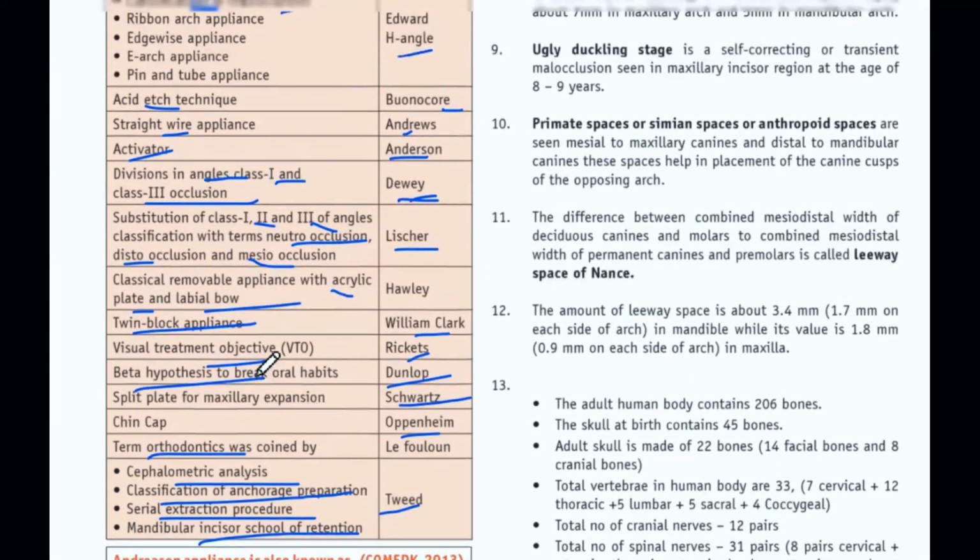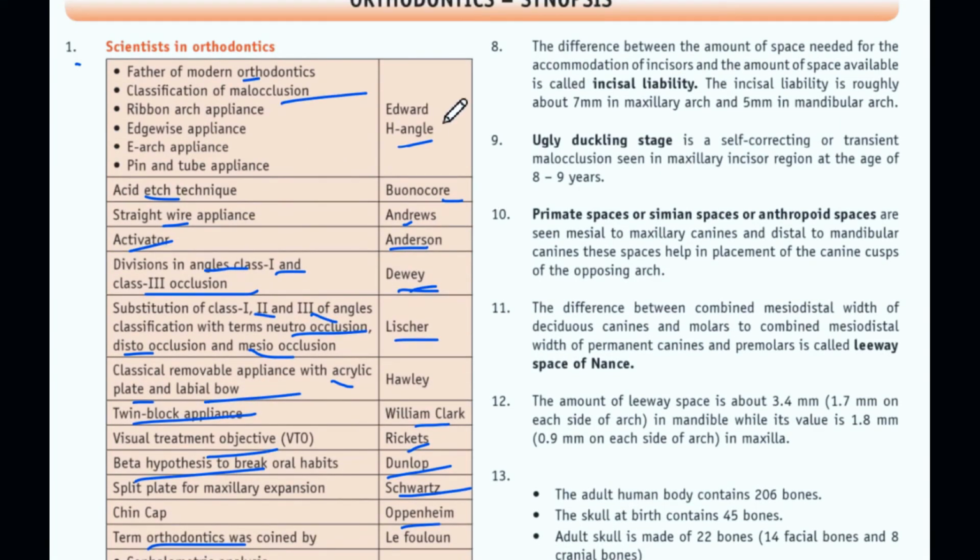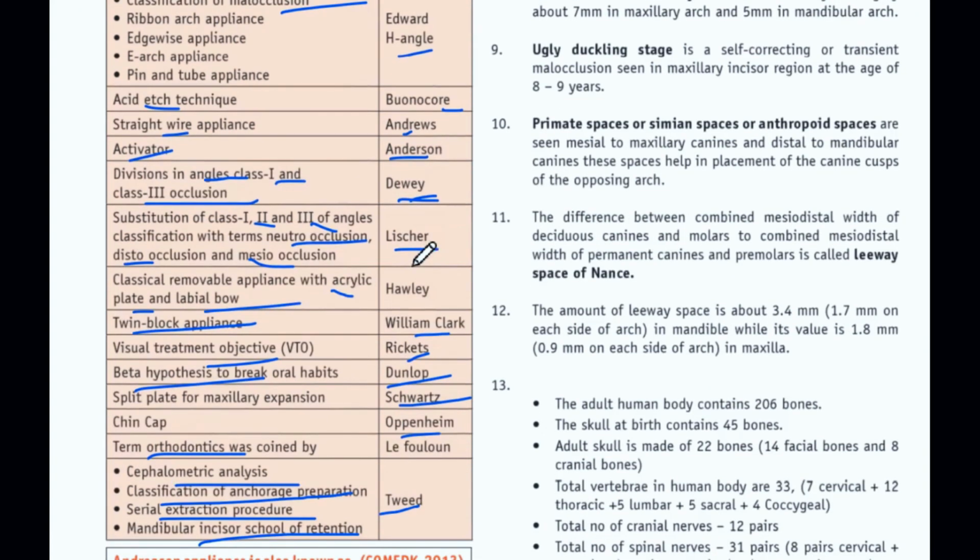Okay. So let's revise once again. Edward H. Angle, who is known as the father of modern orthodontics, he gave us classification of malocclusion, ribbon arch appliance, edgewise appliance, E-arch and pin and tube appliance. Bonacor, who invented acid etch technique, straight wire appliance was given by Andrews. Activator by Anderson, also known as Anderson appliance. Next is Dewey, who further provided divisions in Angle's class 1 and class 3 occlusion.